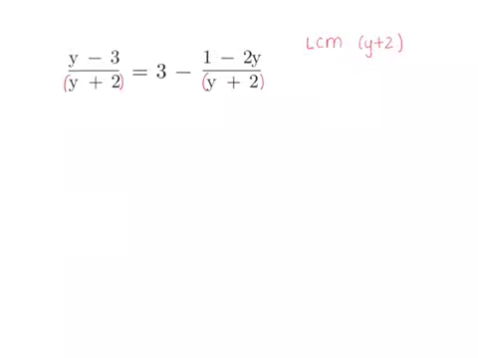So every single term will get multiplied by y plus 2. So I'll multiply that by y minus 3 over y plus 2.